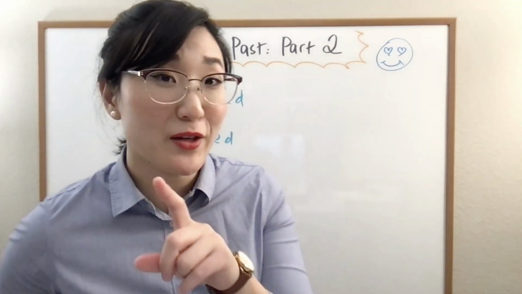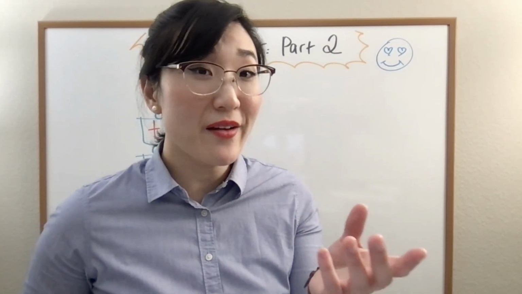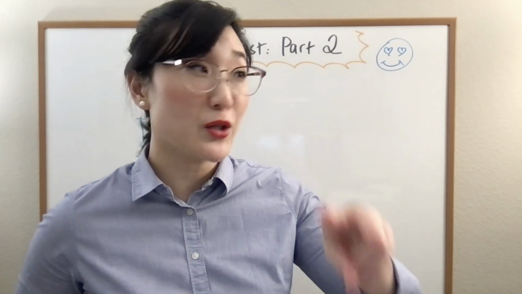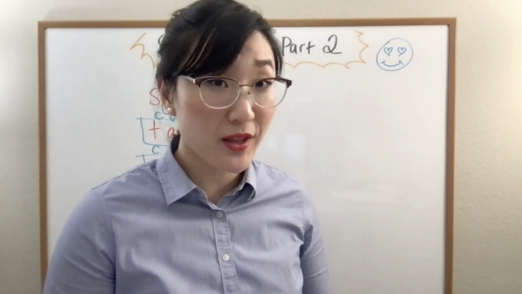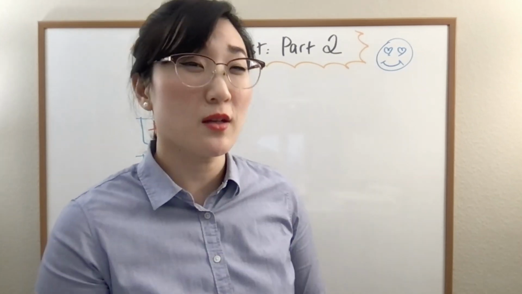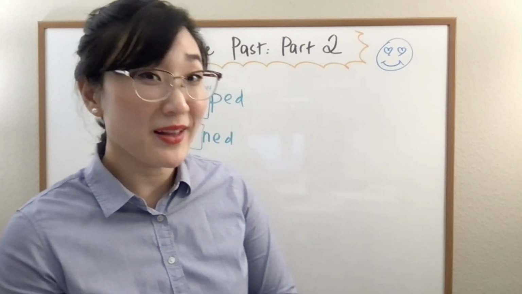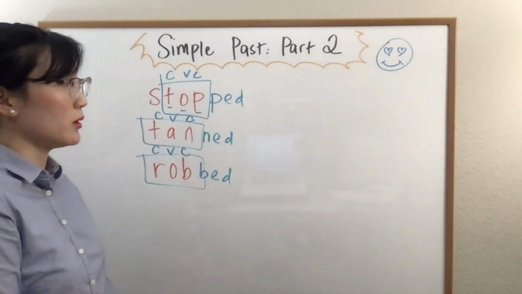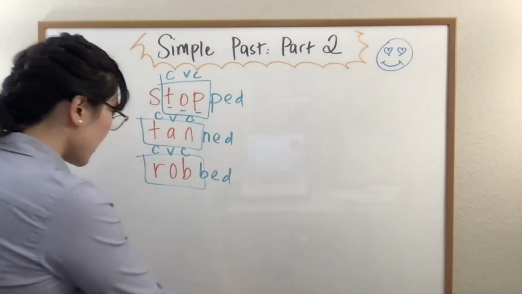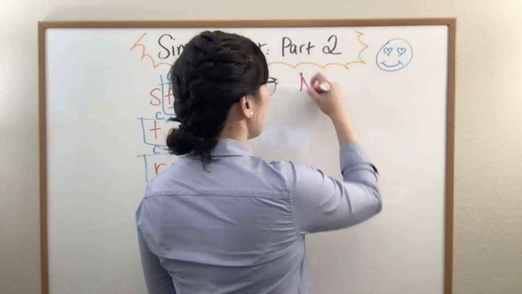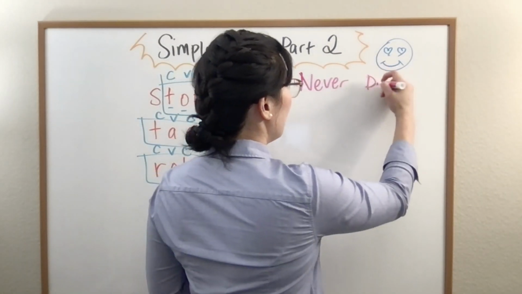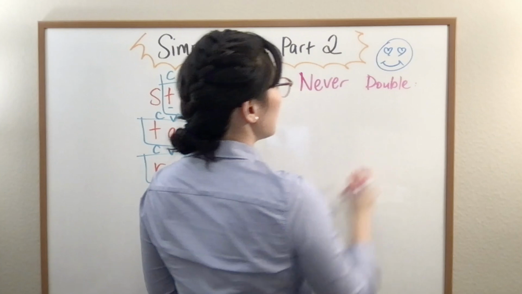Now, my beginning learners. Of course, there are other words that have 2 or more syllables. Right now, because we are just learning these rules, let's just look at 1-syllable words for now. Later we will practice 2 or more. Now, do you remember in present continuous, you never double when you have these words.